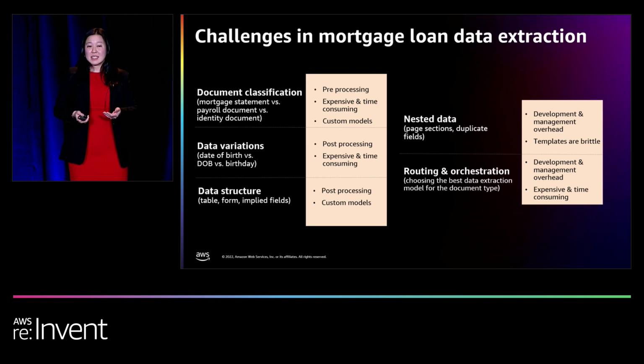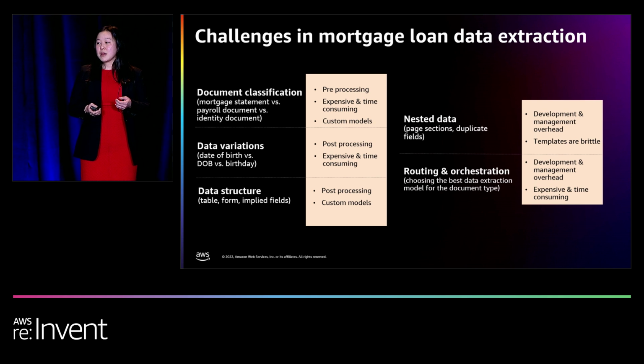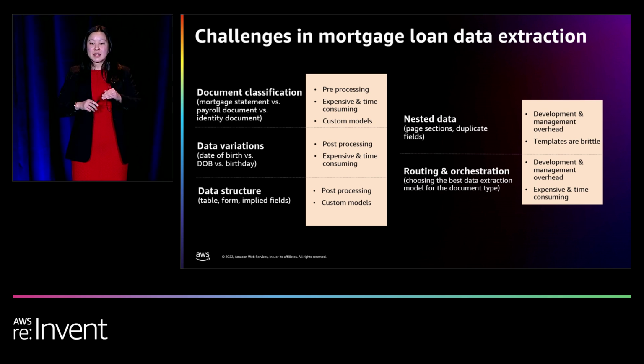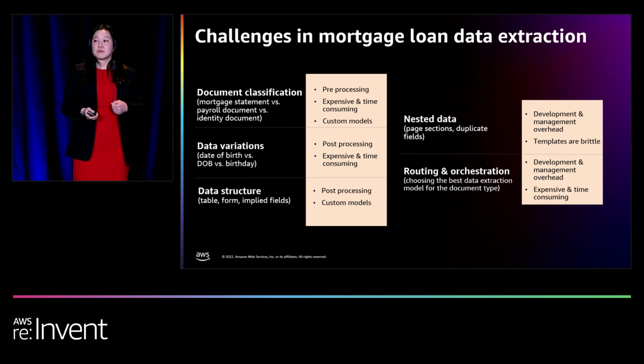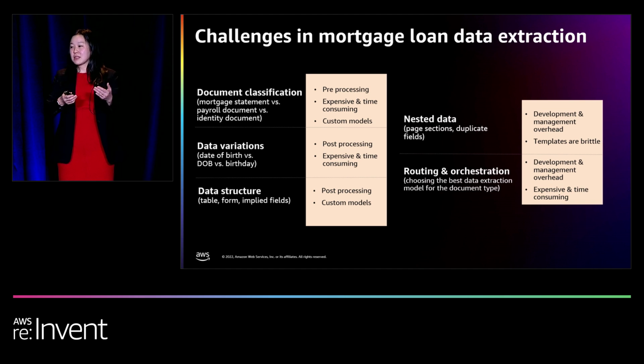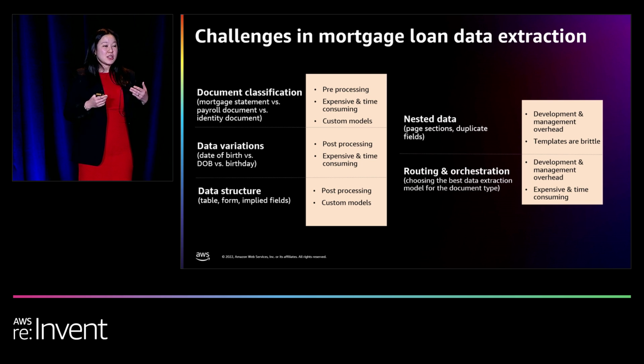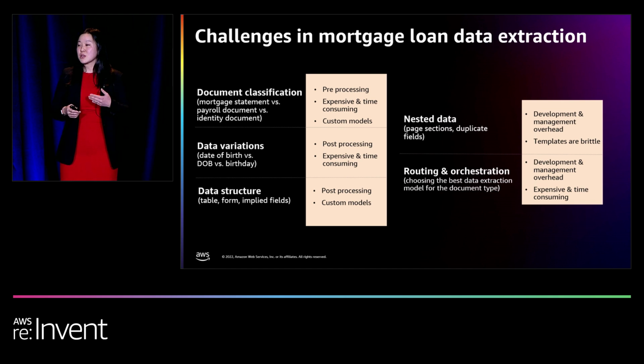There's also nested data, where it can be challenging to get the information from a section of page that may be deeply nested within the document. For example, you may want to extract social security number or date of birth, and then actually correctly associate it to the right respective applicant. As templates are brittle, this can be really challenging in order to appropriately extract the right information and associate it correctly.